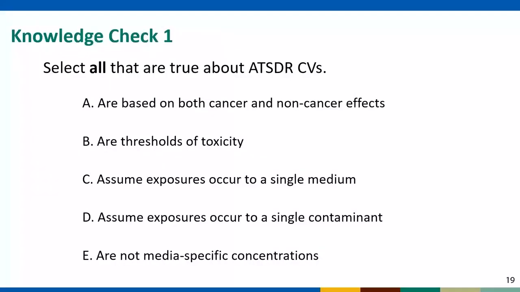Now let's do a knowledge check. Knowledge check 1. I'd like you to think about all of the options you would select as being true about ATSDR CVs. The possible options are A, are based on both cancer and non-cancer effects. B, are thresholds of toxicity. C, assume exposures occur to a single medium. D, assume exposures occur to a single contaminant. And E, are not media-specific concentrations. Please take a few minutes and select all that apply.